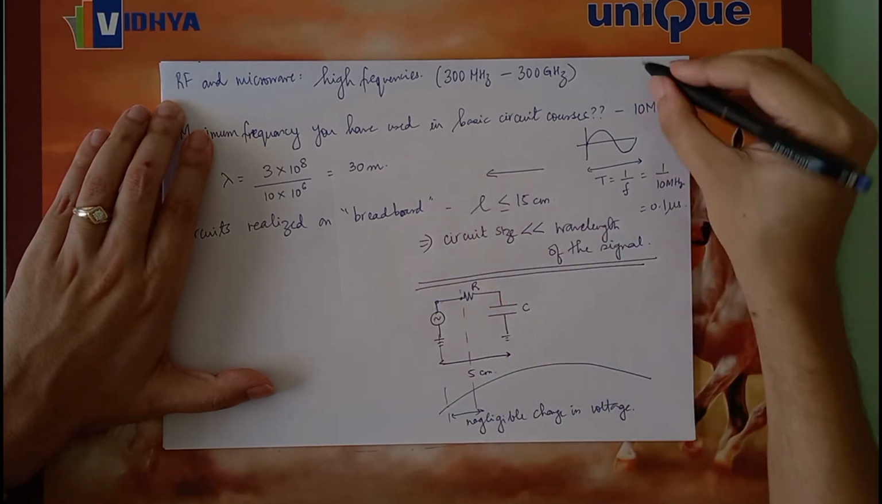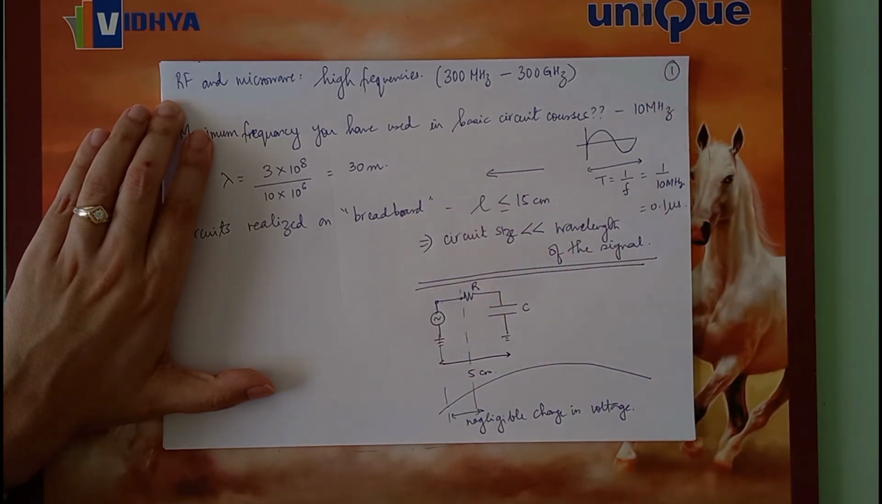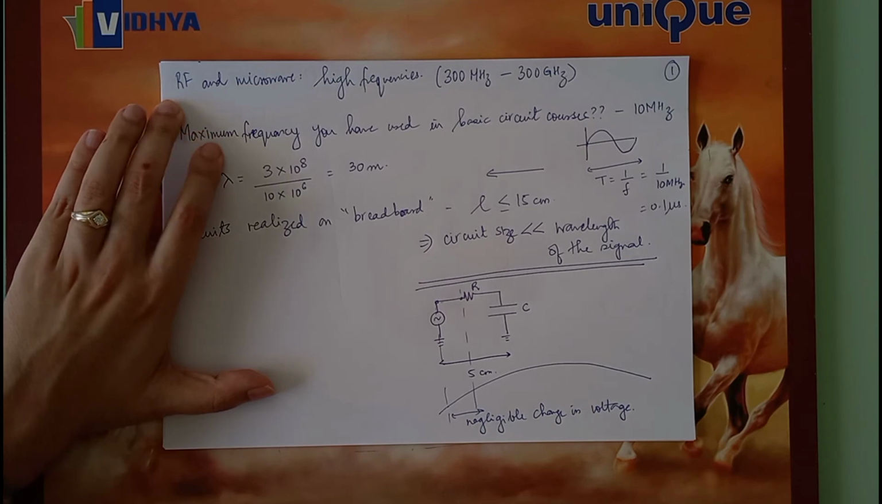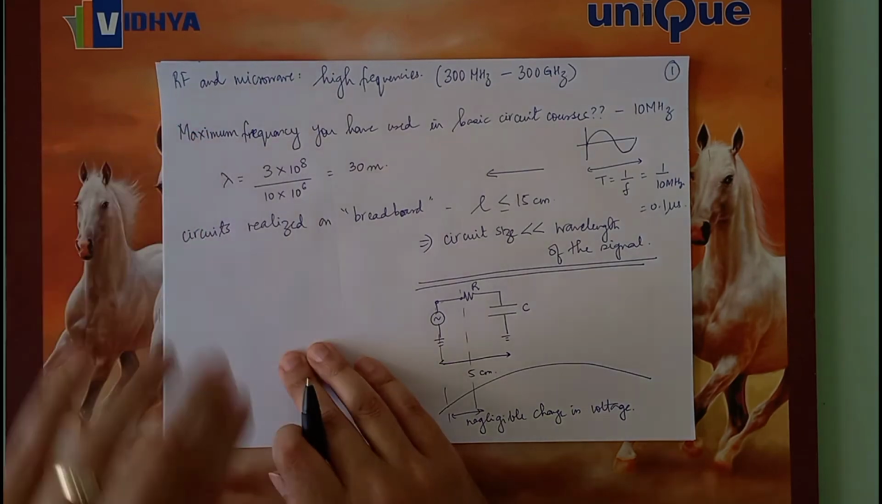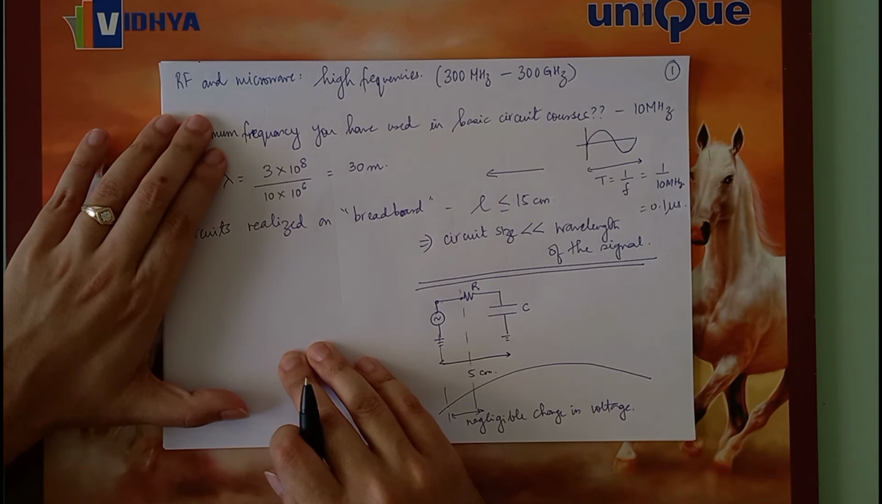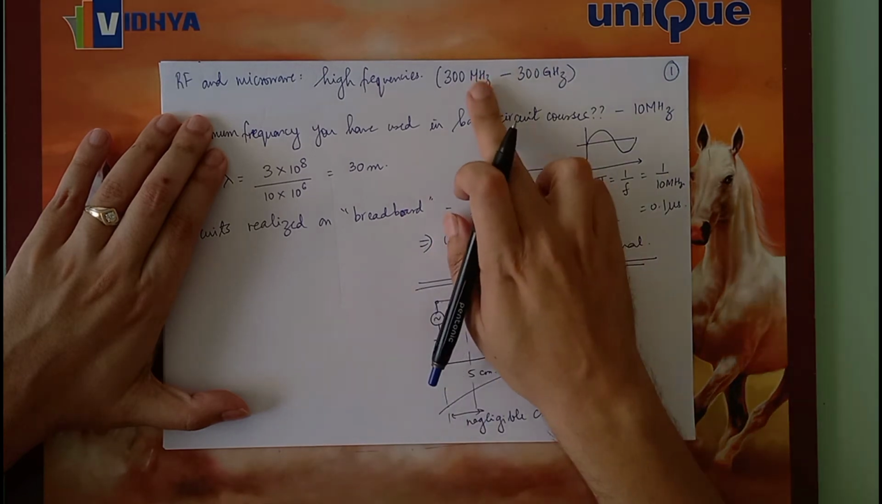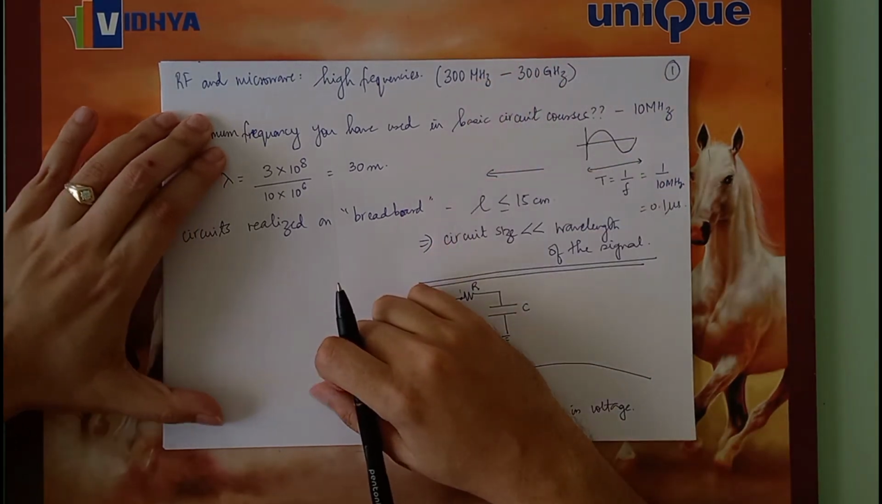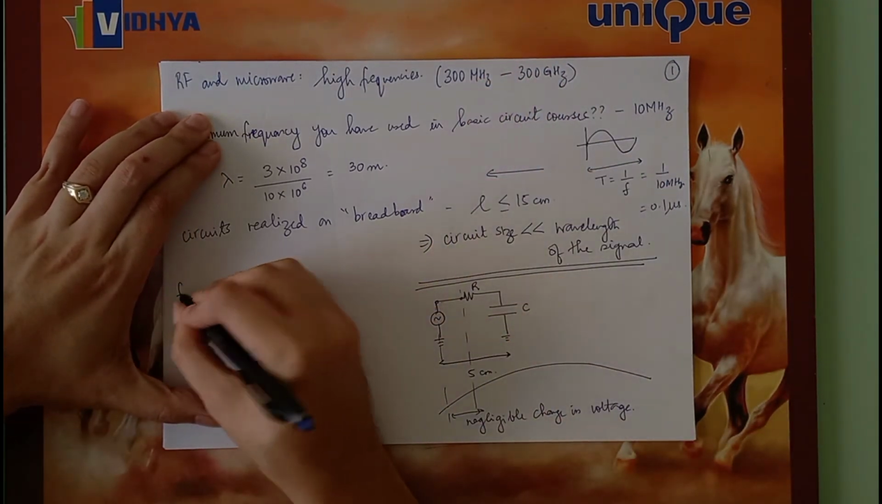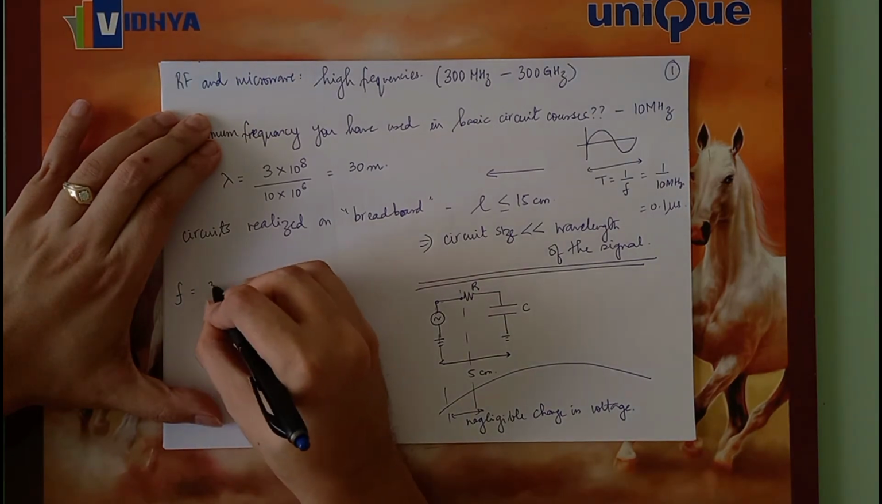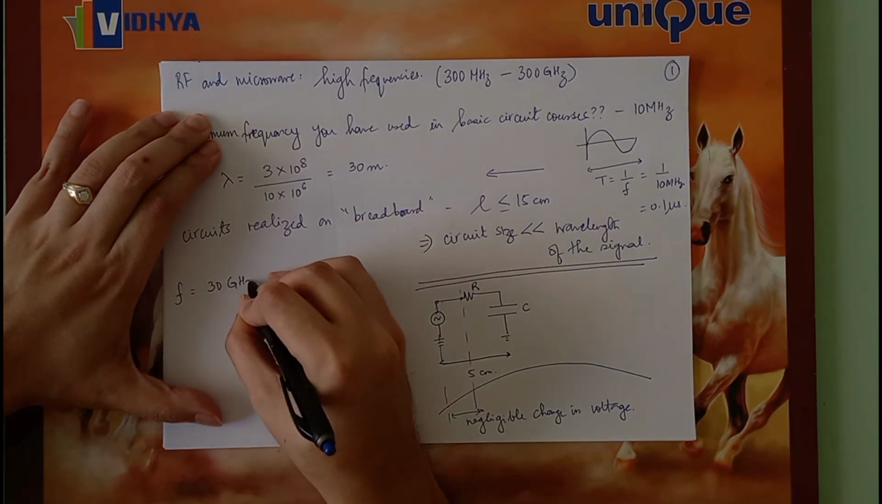This is the good part about working with low frequency signals. Now let us choose some signal whose frequency lies in the RF region. So let us say we take another frequency that is 30 gigahertz.